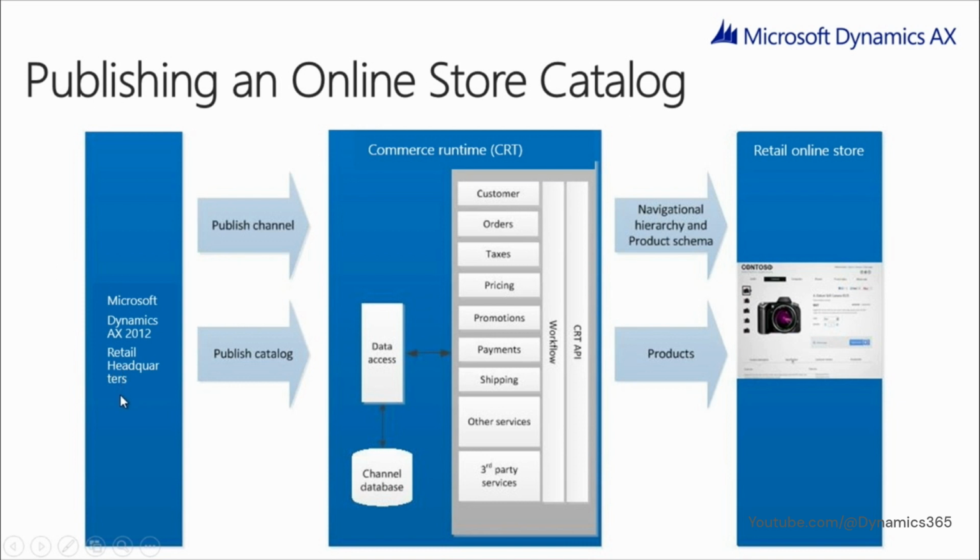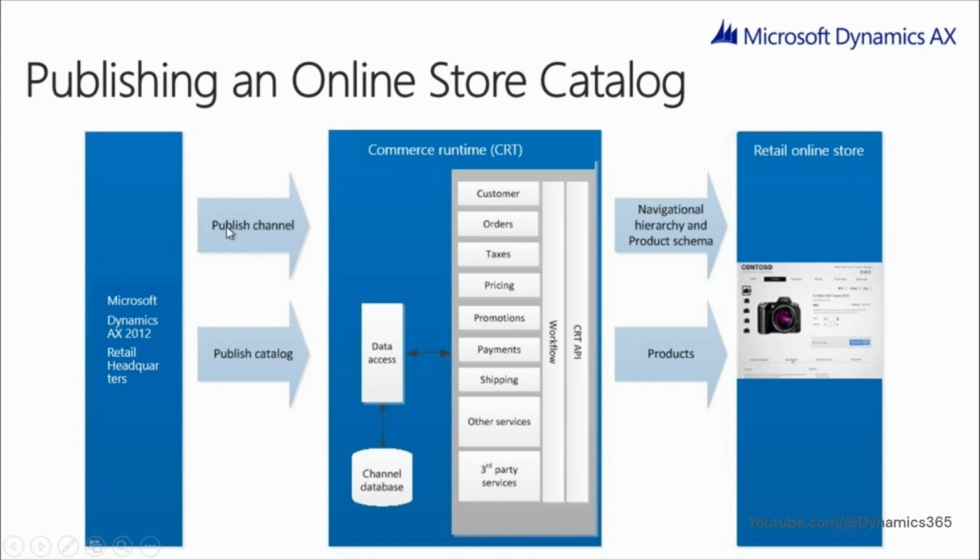From Microsoft Dynamics AX 2012 retail headquarters, a channel and a catalog get published. Whenever you have any change in a catalog, you have to always first publish the channel and then publish the catalog, by which both sets of data get pushed to the database. Whenever you have only channel changes, you can just do the channel publishing, but when you have a catalog change, you have to publish the channel also, because a catalog is associated to the channel.